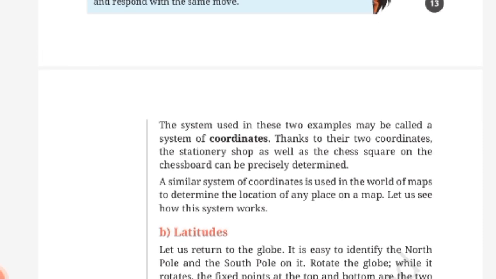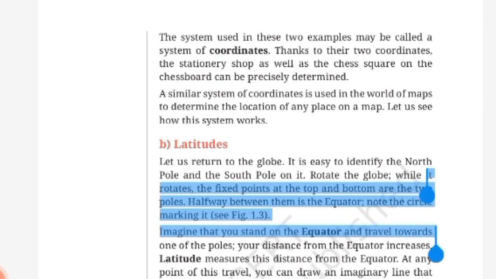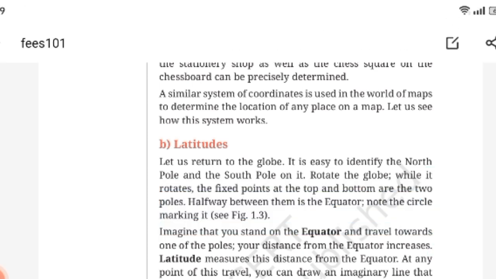The system used in these 2 examples may be called the system of coordinates. Thanks to their 2 coordinates, the stationery shop as well as the chess square on the chessboard can be precisely determined. A similar system of coordinates is used in the world of maps to determine the location of any place on a map. Let us see how the system works.